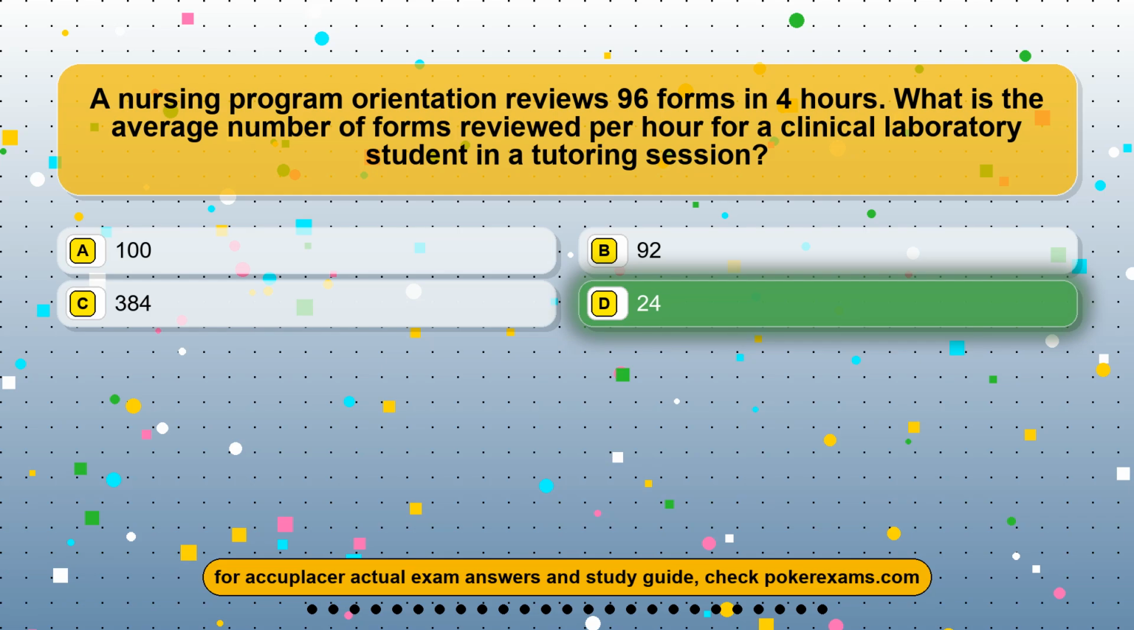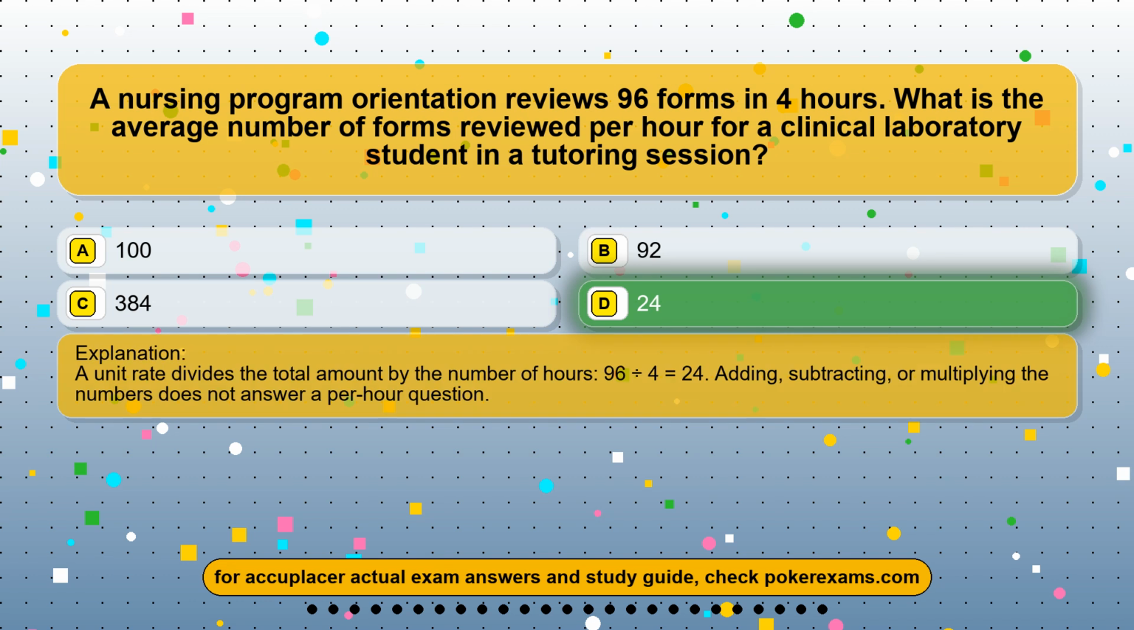The correct answer is option D, 24. A unit rate divides the total amount by the number of hours. 96 divided by 4 equals 24. Adding, subtracting, or multiplying the numbers does not answer a per-hour question.